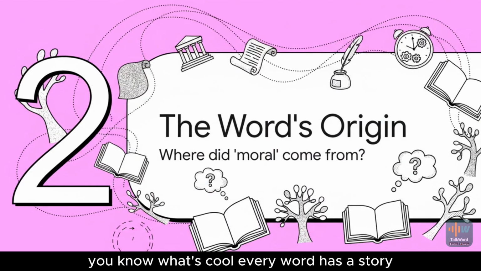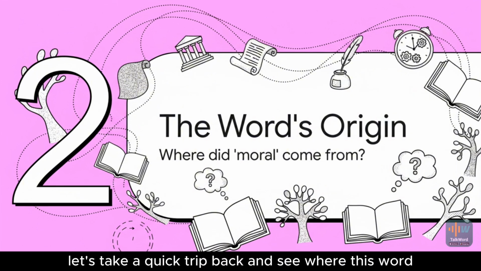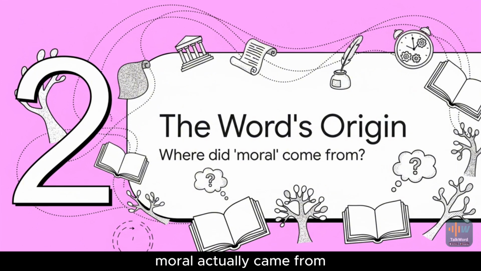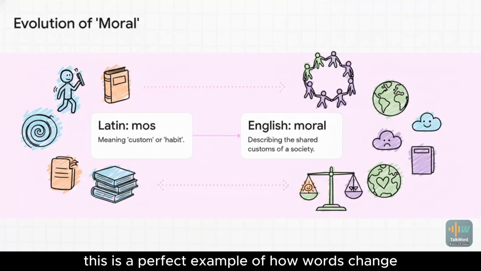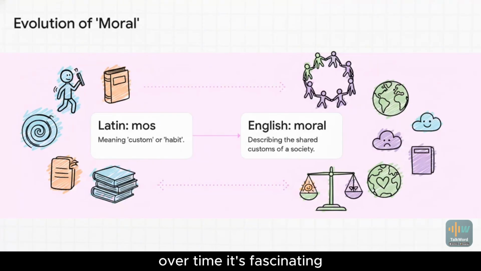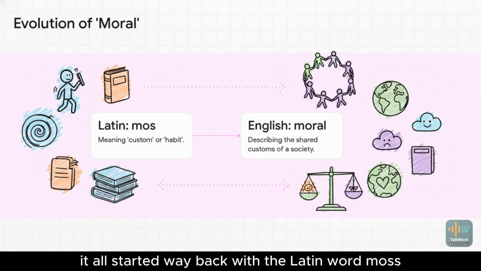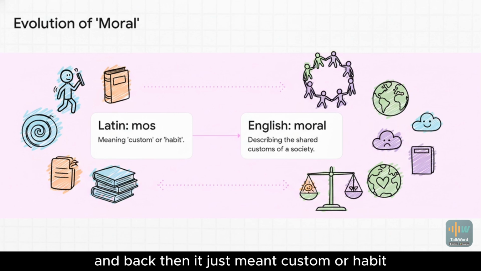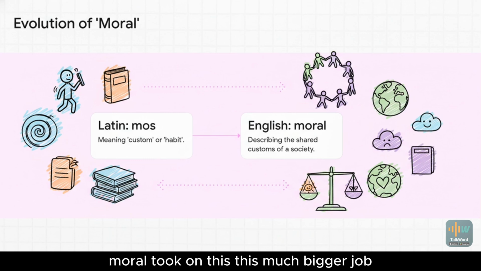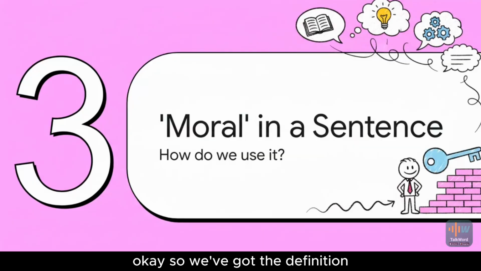You know what's cool? Every word has a story, a history. So let's do a little time traveling, shall we? Let's take a quick trip back and see where this word moral actually came from. This is a perfect example of how words change over time. It's fascinating. It all started way back with the Latin word mos, and back then it just meant custom or habit. That's it. But as it found its way into English, moral took on this much bigger job. It started describing the shared beliefs of an entire society about what's right and what's wrong. Pretty cool, huh?